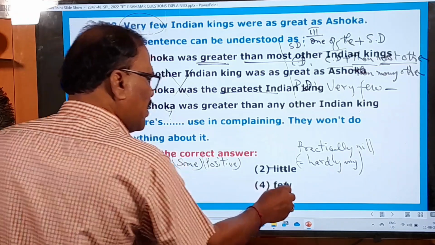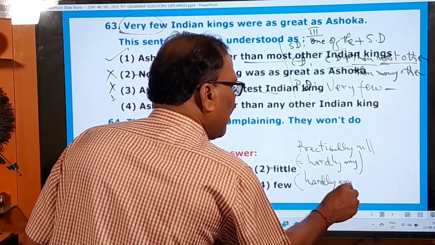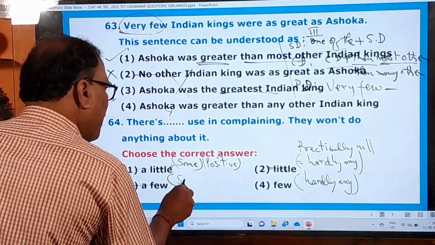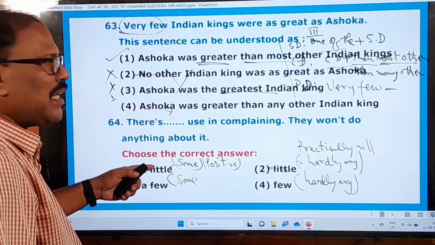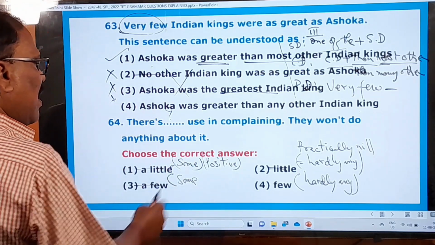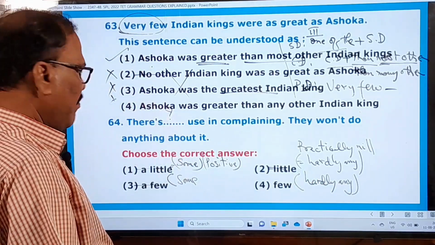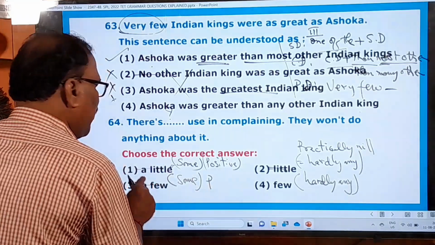Similarly, this few is there. Few means hardly any, practically nil. And a few means some. A few students, some students. A little water, some water. So here little means nothing, few means nothing, a little means some, and a few means some. But these two are used, a little, a few, very important.